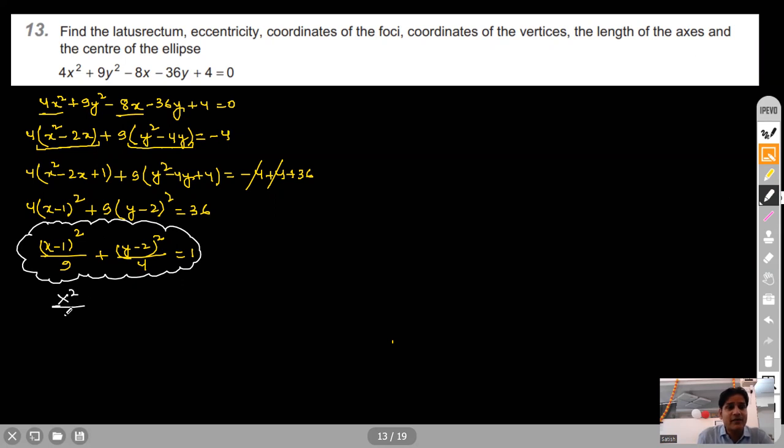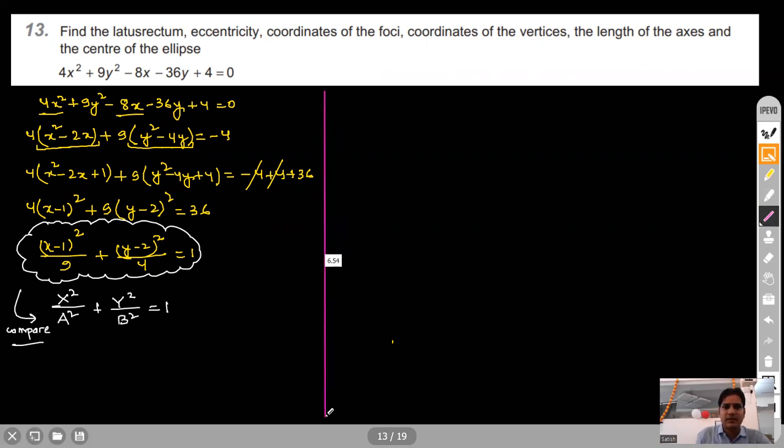Now we can compare it with our standard form of ellipse, that is x square upon a square plus y square upon b square is equal to 1, right? Now we will compare it with our standard ellipse. So let me bifurcate it. And one thing, if you observe, is very common.